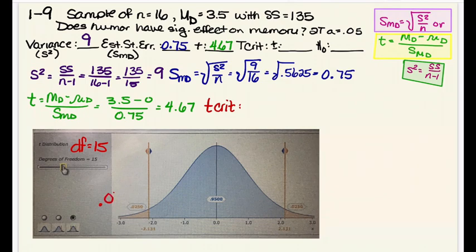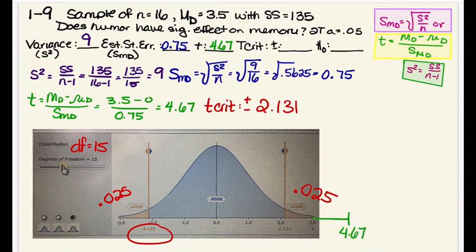So we'll move our slider for our degrees of freedom to 15 and move the other sliders to where there's 0.025 in the tails on either side of the body. And we'll find that our critical region for t is plus or minus 2.131. If we visualize our t-value, which is in the far right tail at 4.67, we'll see that our value is significant, and we will reject the null because humor does have a significant effect on memory.